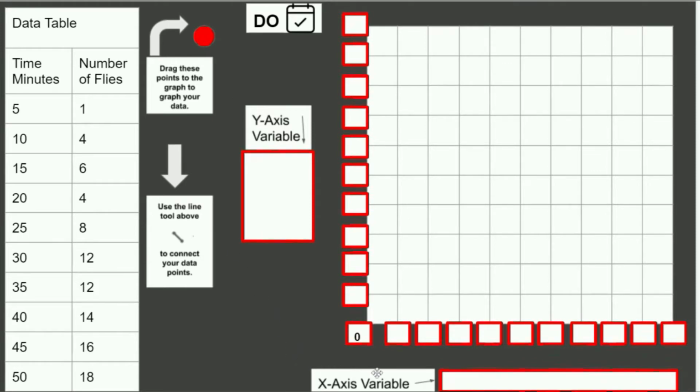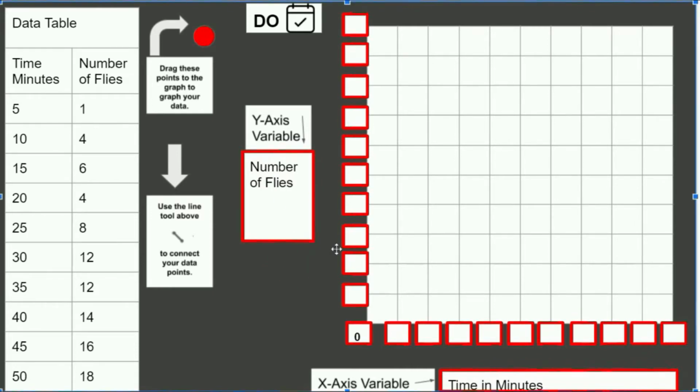In general, the x-axis gets the independent variable. This is the one that the experimenter had control over. In the case of these two variables, that would be the time in minutes that was recorded. So we're going to put in the x-axis variable, time in minutes. And I'm going to fill in my y-axis variable. This is the dependent variable, and it's the thing that you measured. In this case, that was the number of flies.